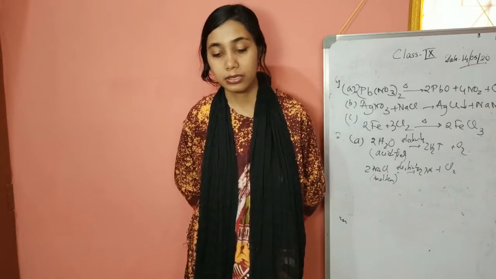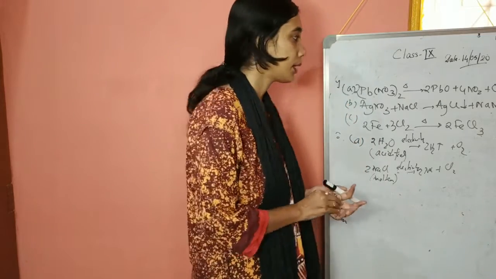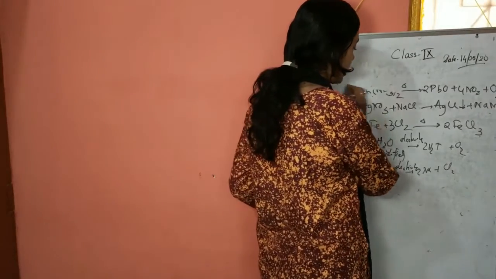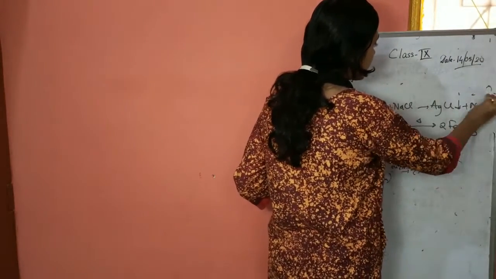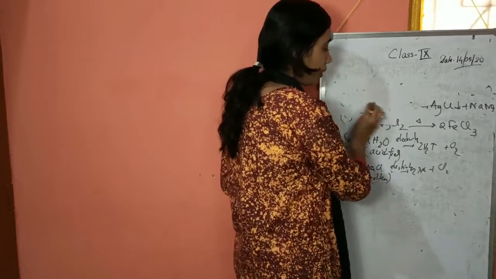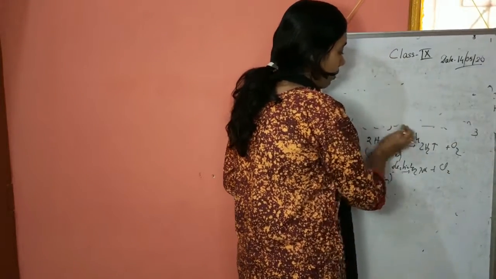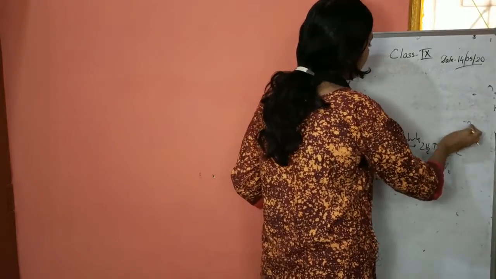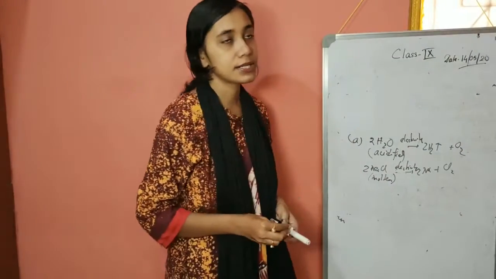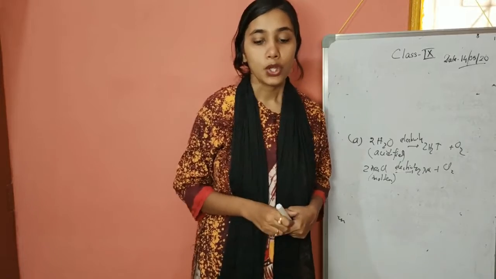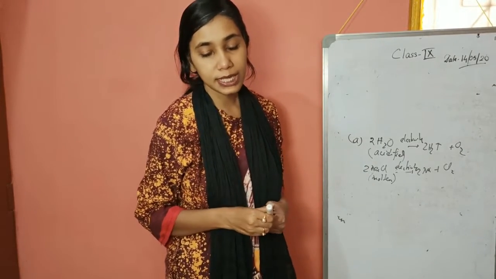Distinguish chemically. First one is copper carbonate and zinc carbonate. Now there is only one option to do that, which is heating. No need to write a reaction in distinguish chemically. What you need to write is the method by which you are distinguishing and the difference in observation. So the first one is copper carbonate and zinc carbonate.